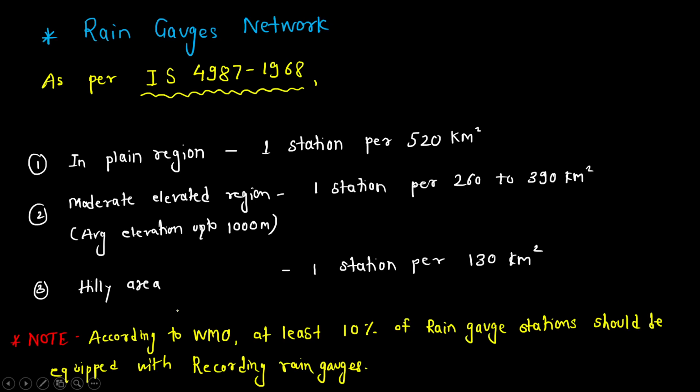So these are all the important points from the rain gauges network. See, these points are important. These are coming many times in the examination. So you should remember this. This IS code is not asked many times. However, these points like this 10% of the rain gauges should be recording rain gauges, and per 520 kilometers square area, how much rain gauges is required in plain region? 1. So if you look carefully, you can just remember it as these are the multiples of 13 or 130. Okay, 13 ones are 13, then 26, 39 and 52. So you just try to remember it with that logic. So that's it with the rain gauges network.